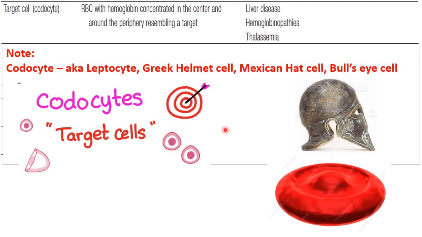Target cell naman tayo. Target cell is also known as leptocyte or Greek helmet cell or Mexican hat cell or bullseye cell. So, madaming other names yung mga yan. Okay? And ito naman, most commonly associated with liver disease, thalassemia, or other types of hemoglobinopathies. Sa IDA, walang masyadong codocyte. Mas ma-appreciate mo sila in thalassemia. So, one of the differences of IDA and thalassemia is the presence of your codocytes.